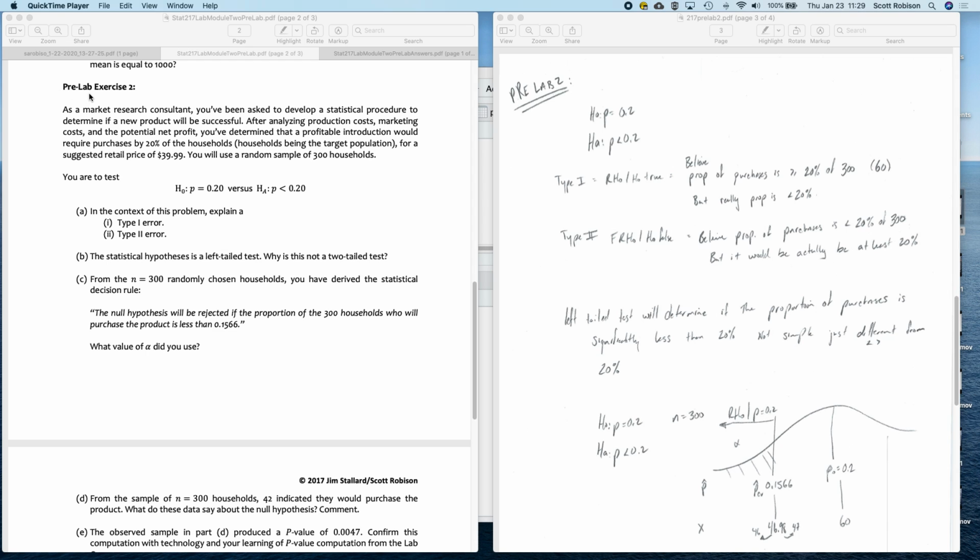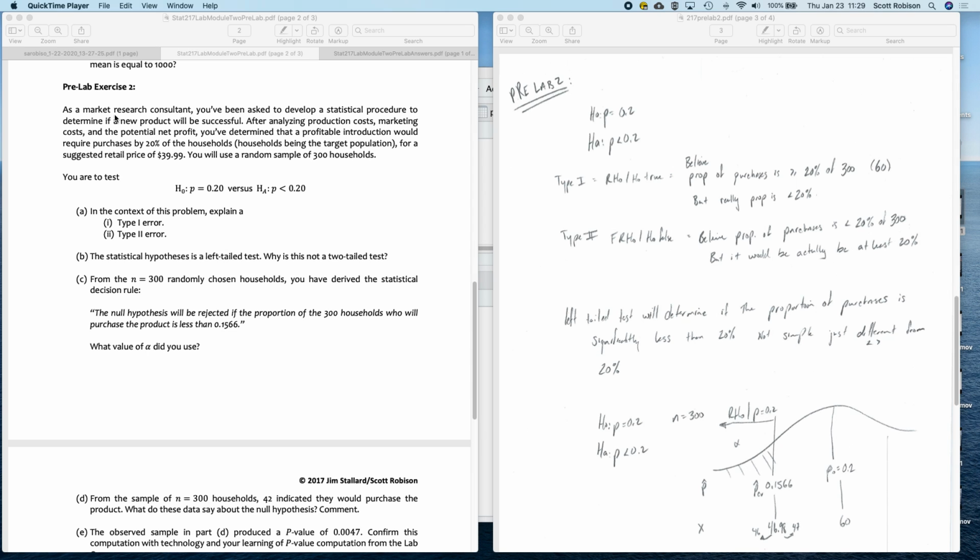Take a look at pre-lab exercise 2. There are some definite differences between pre-lab exercise 2 and pre-lab exercise 1. One is that we are now going to be discussing a proportion test instead of a numeric mean test. And two is that they're not going to give us alpha, they're going to give us a decision rule, and then we're going to find alpha back.